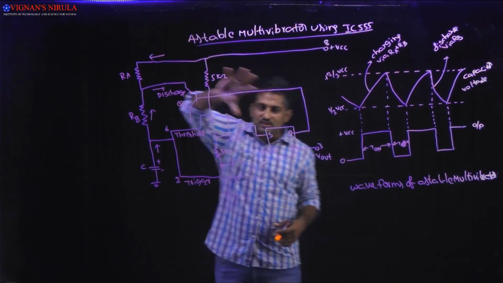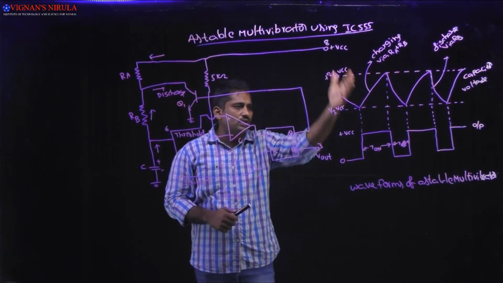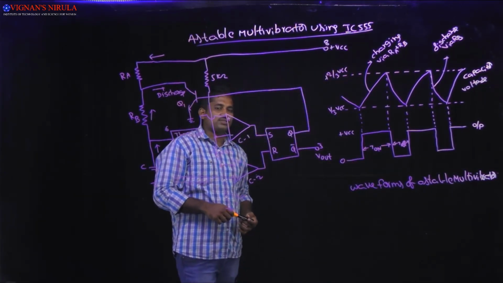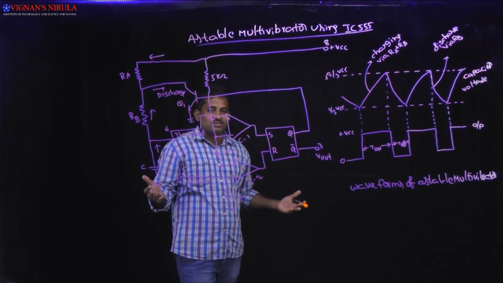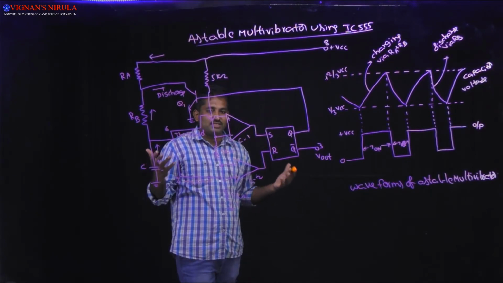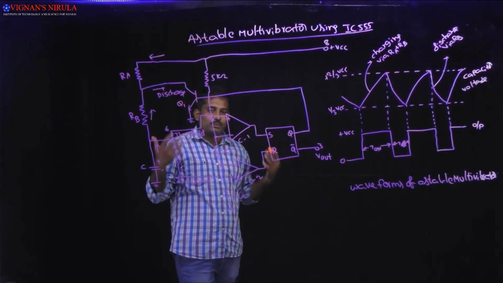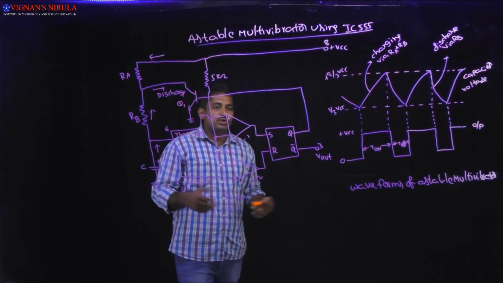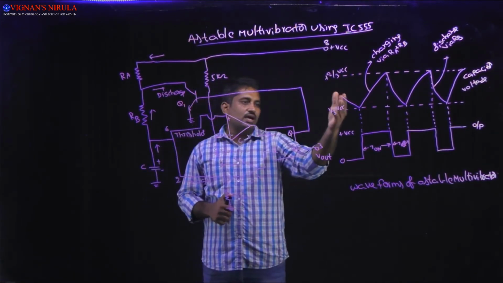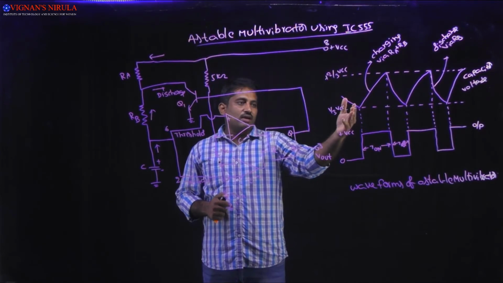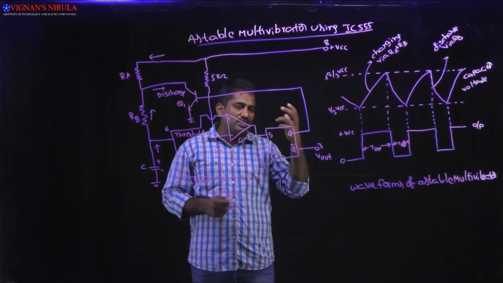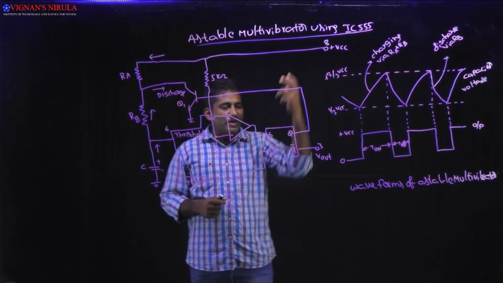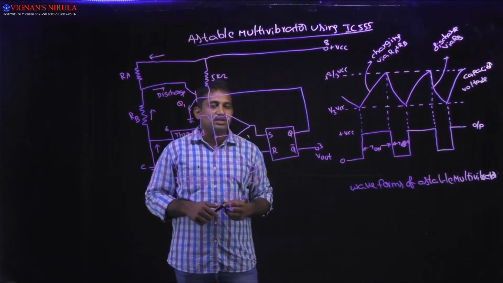So with this circuit, we are going to draw the waveforms of the astable multivibrator. Here I am not representing any external trigger pulse. Why? Because the astable multivibrator doesn't require any trigger pulse to operate. So here I am considering the capacitor voltages, that is 1 by 3 VCC when it discharges and 2 by 3 VCC whenever it is charging.